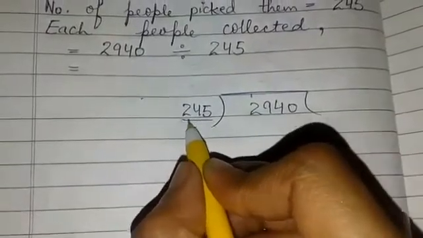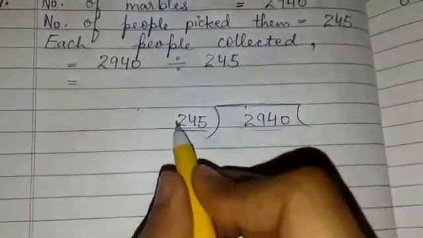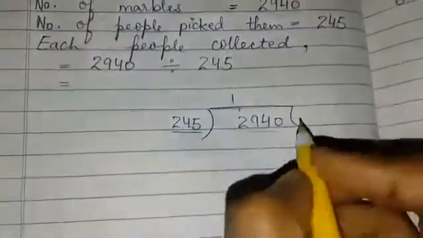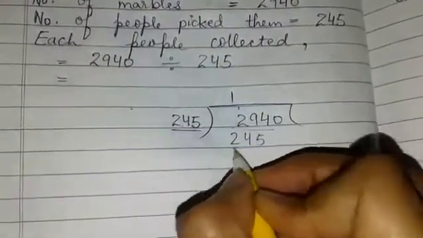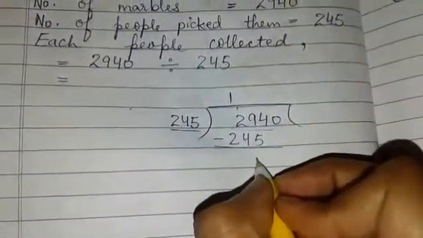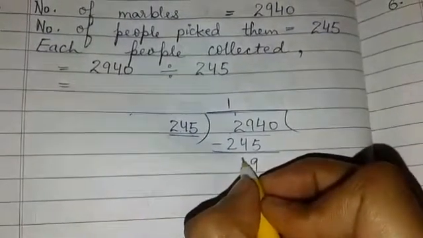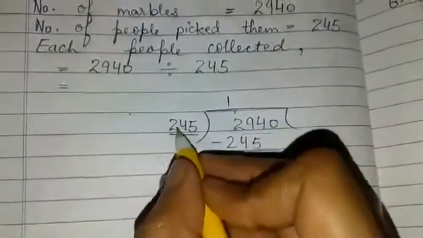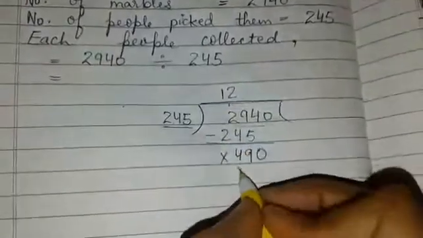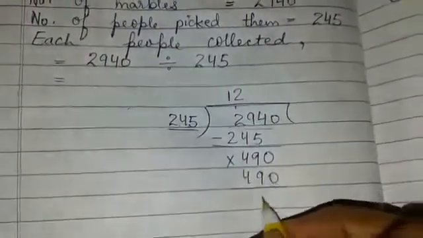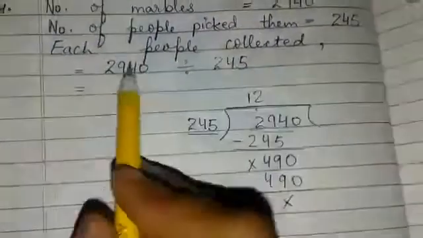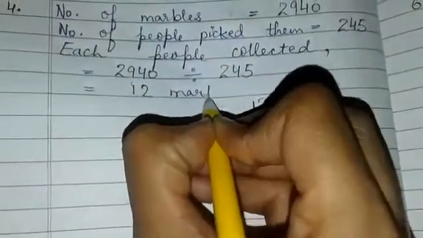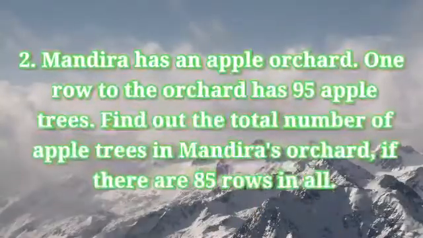There are 3 digits, so we will take 3 digits from the dividend. So 245 ones are 245. Now subtract, we will get 9 and 4. Now bring down this 0 to this one. 245 twos are 490. So each person will collect 12 marbles.